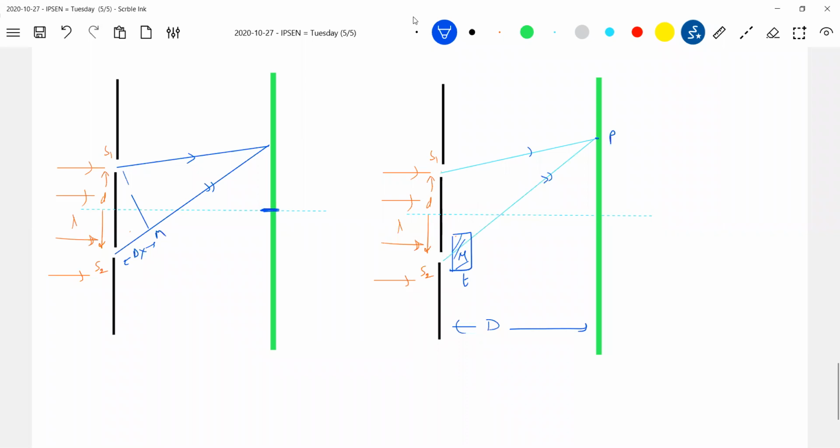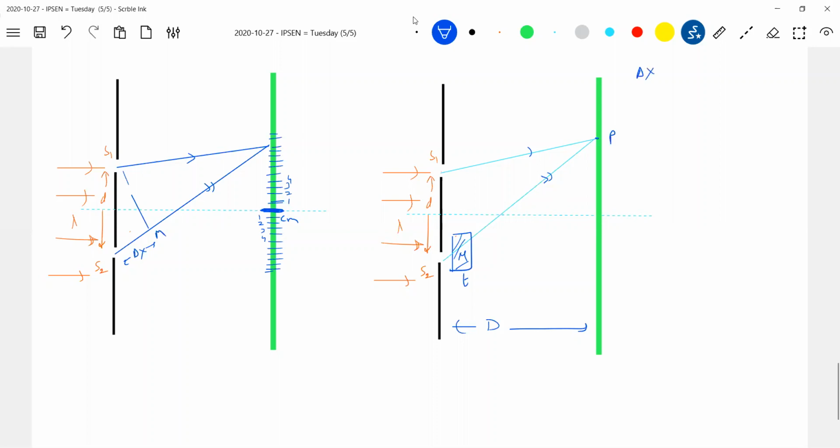See, earlier, directly come to this one. Where the central maxima will be here, then we'll get n equal to 1, 2, 3, 4. Similarly a pattern 1, 2, 3, 4. This is the central maxima. I'm just showing a tick here. Now, when you bring a slab, what conditions will arise? So how to write the path difference, you proceed like this.